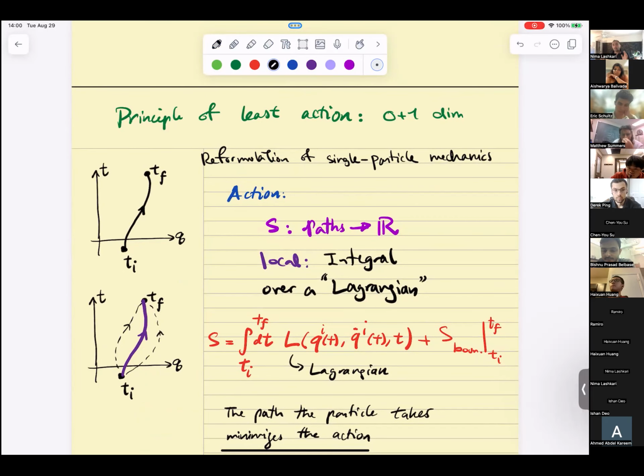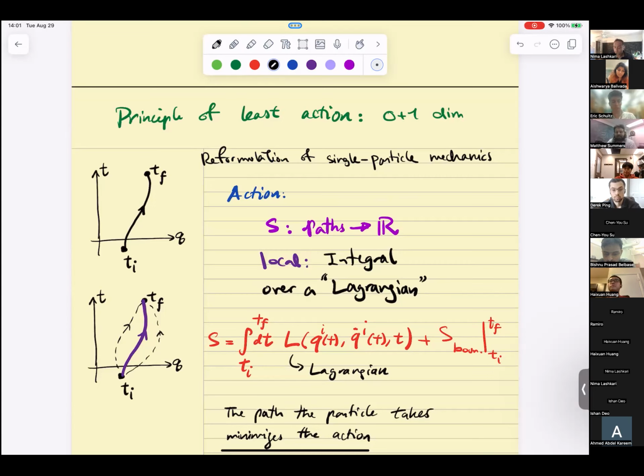Okay, let's switch gears and talk about the principle of least action. The remainder of this lecture is going to be about the principle of least action for the motion of a single particle in space-time, which is like a 0+1 dimensional field theory, and then generalizing that to higher dimensional field theories that are d+1, right?